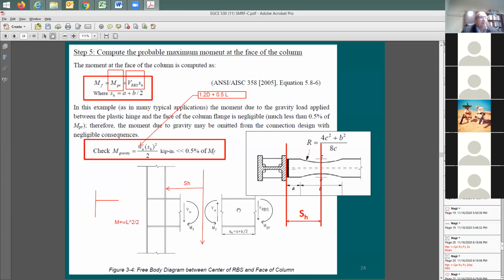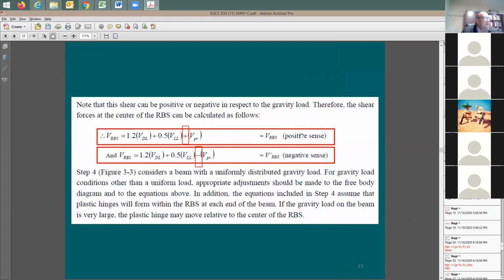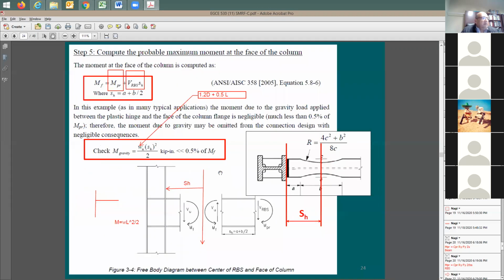So I'm going to say, based on this MPR, which is based on the properties of the section that I used, it is not really related to the moment demand or the shear demand from the seismic forces, from the moment frame analysis. It's going to be based on the section itself. Based on this, and also based on this mechanism shear, I need to check and see if the face of the column, which means the beam itself at the face of the column, is okay.